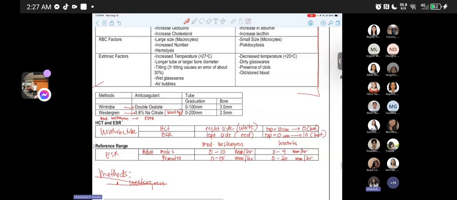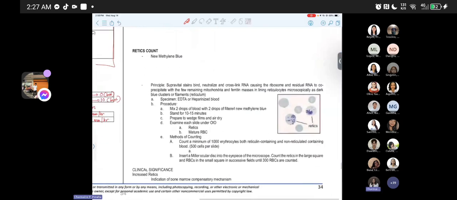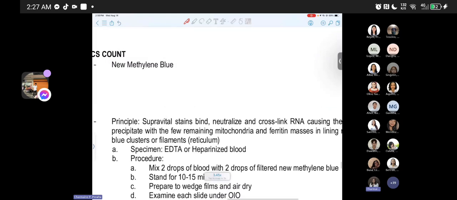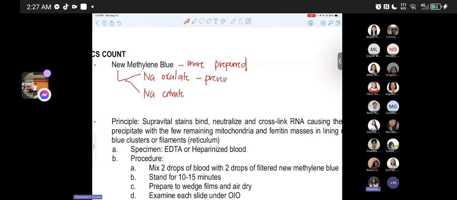Next, we have reticulocyte count. So for reticulocyte count, ang stain na ginagamit is NNB. Pwede rin ang BCB, pero much preferred ang NNB. Okay, i-dissect natin si NNB. Meron siyang sodium oxalate and sodium citrate. Si sodium oxalate, it prevents coagulation, while si sodium citrate provides isotonicity.